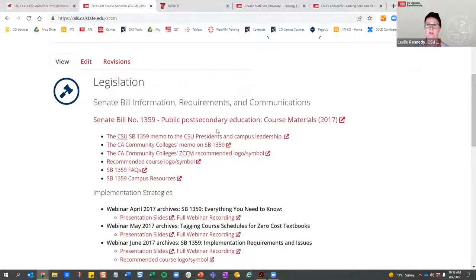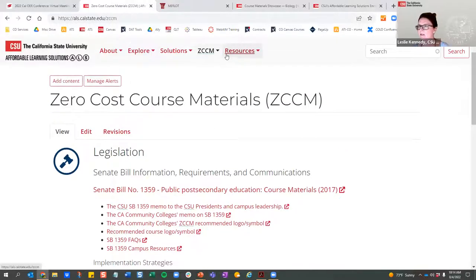And with 500,000 students, you could say it's about a quarter of the students are potentially being impacted currently by zero cost course materials that the faculty have adopted and have implemented in their courses. So we did a lot of work at the beginning to help faculty and the campuses understand what that was about.